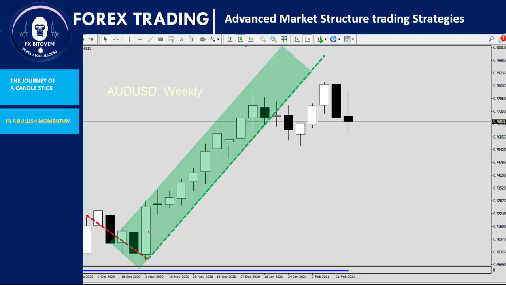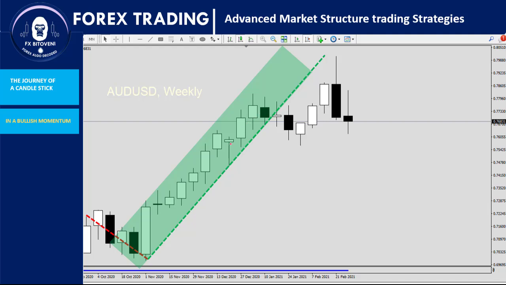As I told you, this is our weekly time frame, meaning every candlestick we have here takes a whole week to complete. Lots of pips here, from here up to here, lots of pips. Every candlestick you see here takes a whole week to complete.